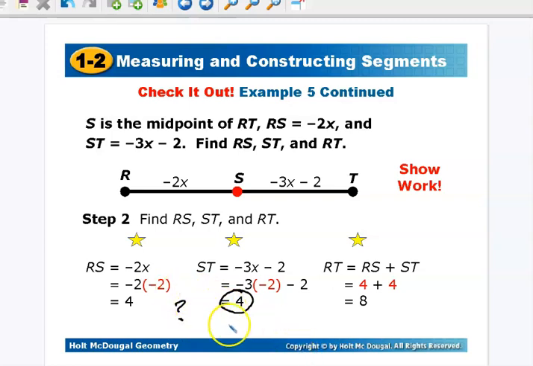And that finishes up our lesson for section 1-2.